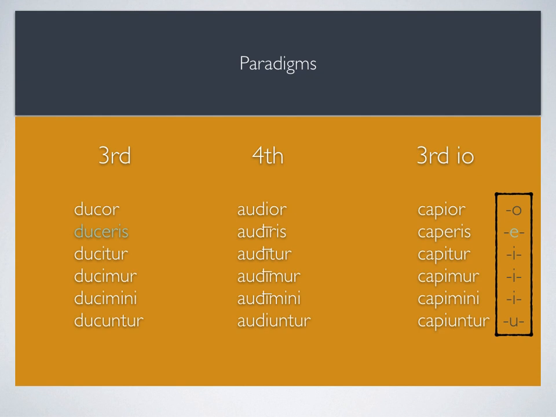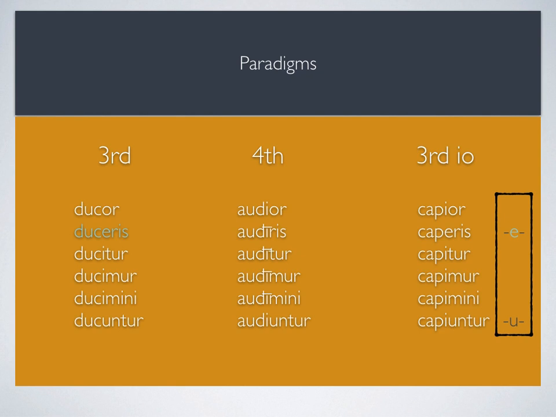Okay, and last but certainly not least, let's talk about third -io's. Now again, third -io verbs are going to share characteristics of both third and fourth conjugation. So, like fourth conjugation verbs, the stem of a third -io has an I at the end of it. However, like third conjugation verbs, in second singular, instead of an I, our connecting vowel is going to be an E.